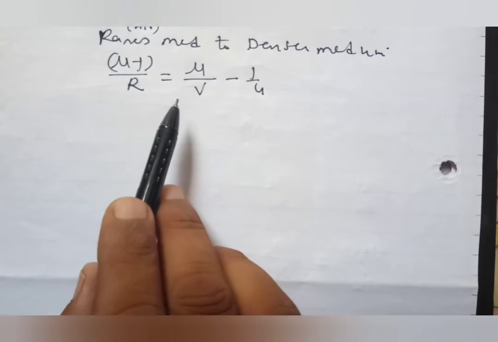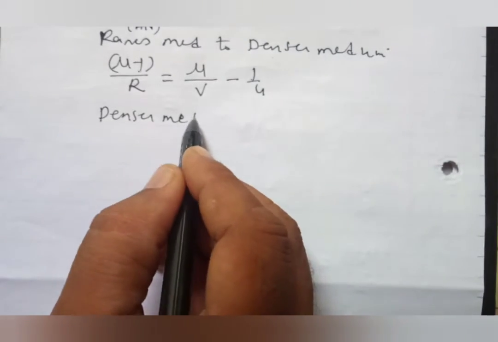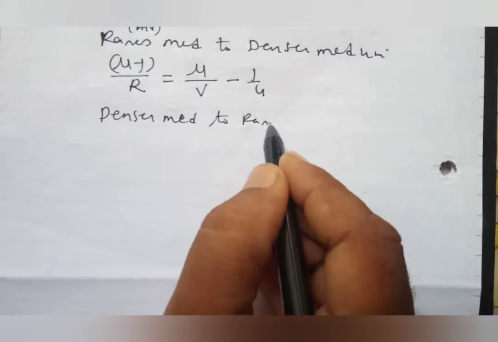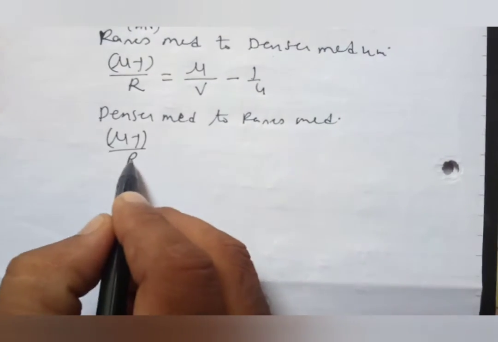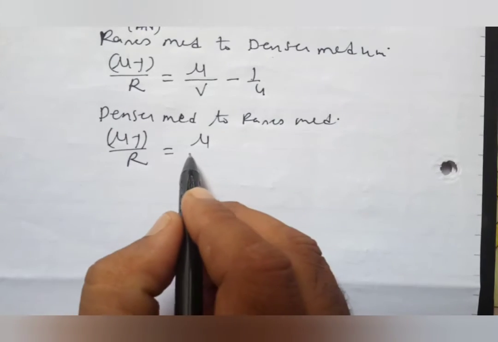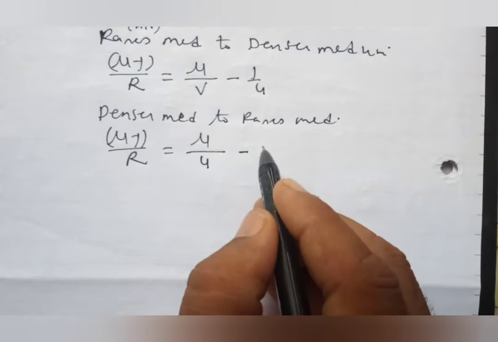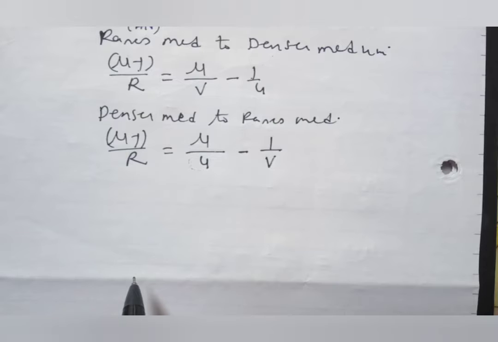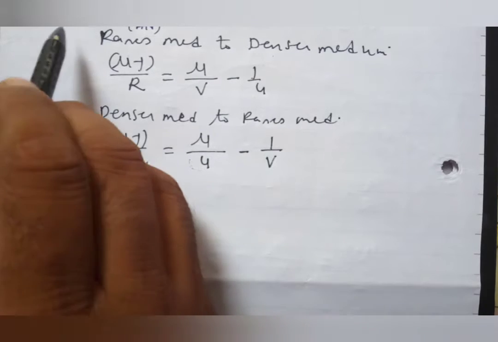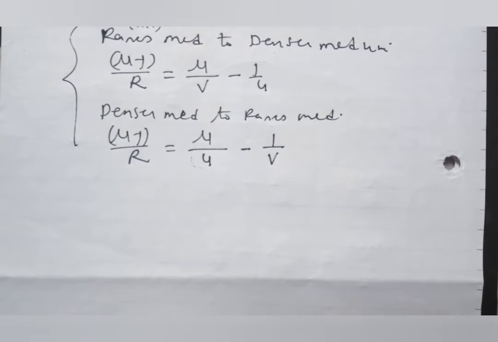As a light ray travels from denser medium to rarer medium, we can write mu minus 1 upon r is equal to mu upon image distance minus 1 upon object distance. These two formulas are very important to understand Lensmaker's formula.